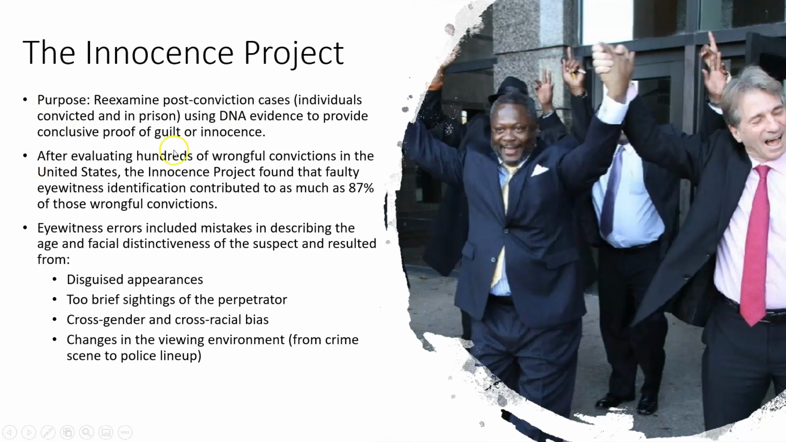After evaluating hundreds of wrongful convictions in the United States, the Innocence Project found that faulty eyewitness identification contributed to as much as 87% of those wrongful convictions.